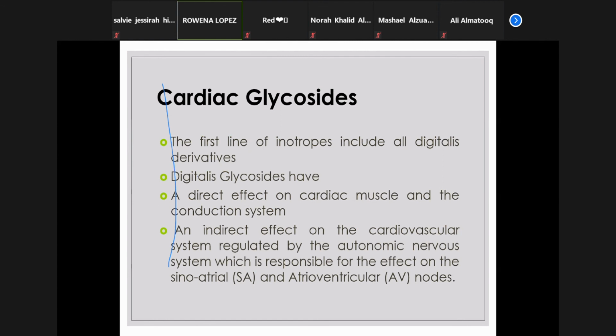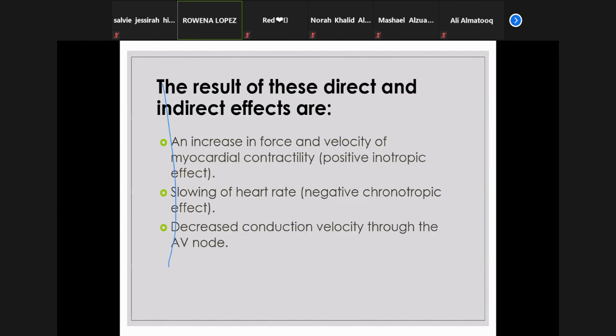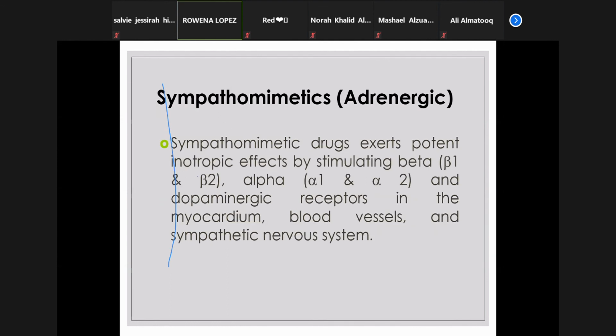For the cardiac glycosides, the first line of inotropes include all digitalis derivatives. They have an indirect effect on the cardiovascular system regulated by the autonomic nervous system, which is responsible for the effect on the sinoatrial and atrioventricular nodes. The direct and indirect effects are an increase in force and velocity of myocardial contractility, which is a positive inotropic effect; a slowing of heart rate, which is a negative chronotropic effect; and decreased conduction velocity through the AV node.